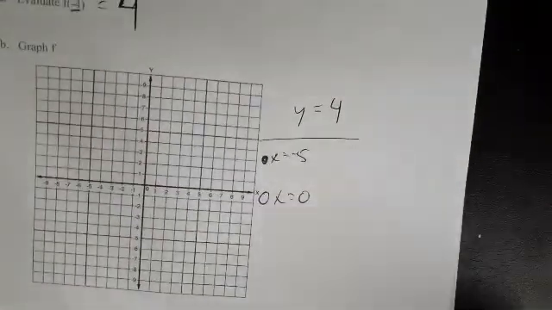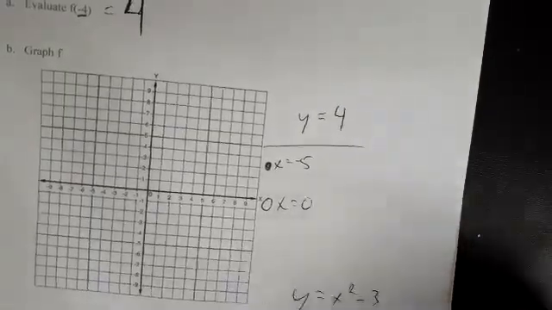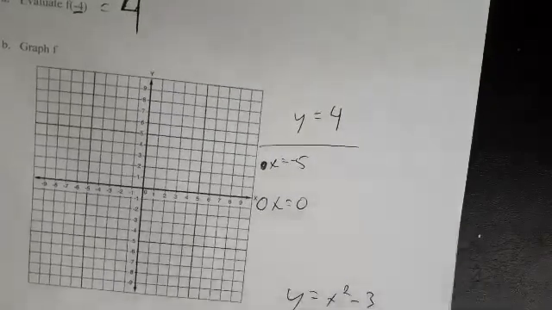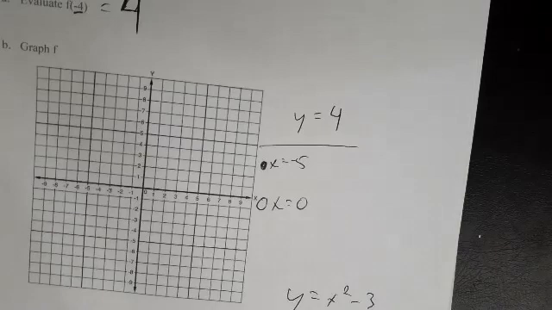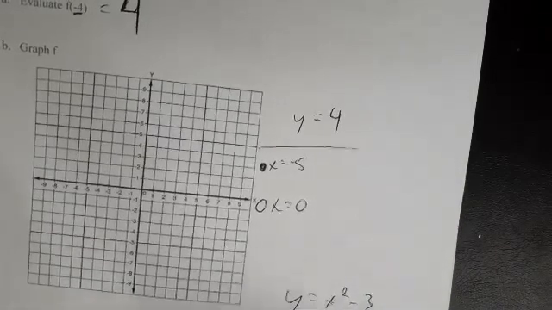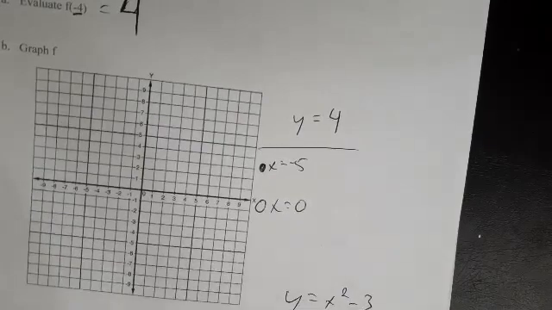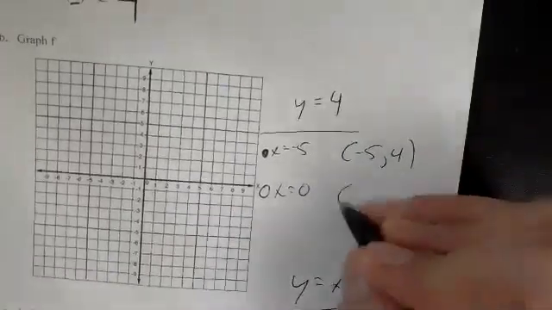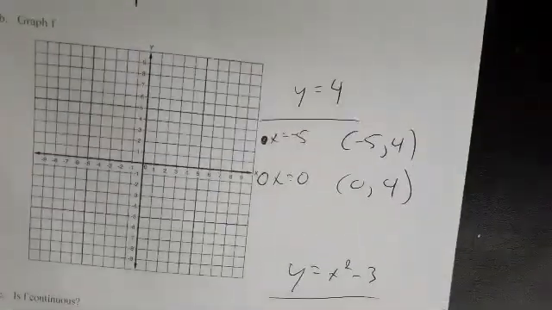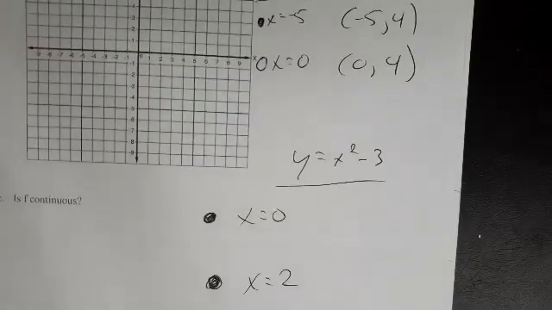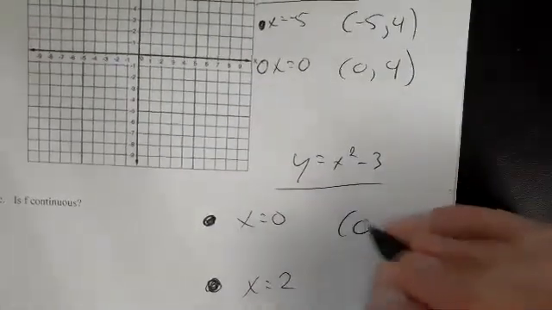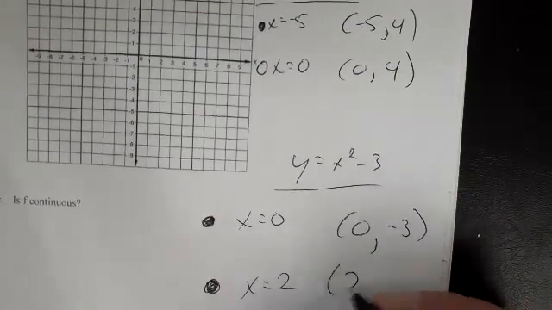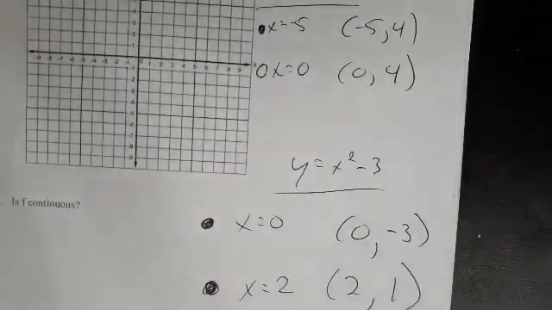The other thing I got to graph is something that looks like x squared minus 3. You got to graph this at x equals 0 with a solid dot and at x equals 2 with a solid dot. So the points here are -5, 4, and 0, 4, the 2 points. This is where I got to plug things in. This is 0. Here I plug in 2. 1.